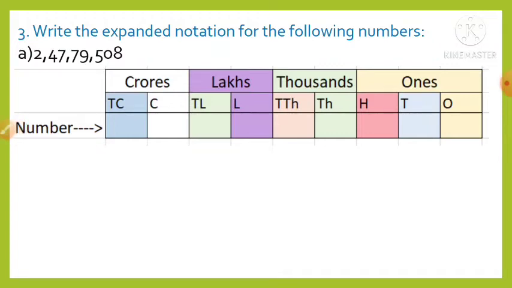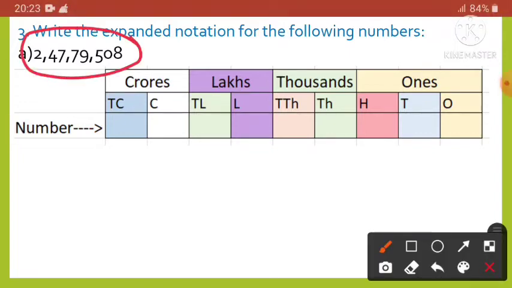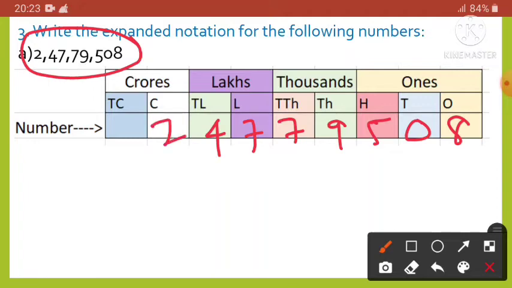Now the next question is, write the expanded notation for the following numbers. Okay, we have to expand the number given here. The number is 24779508. So at first write it in the chart for your better concept. Start from here: 8, 0, 5, 9, 7, 7, 4, 2. Okay, got it? That means it is under the crore, 2 crore. So what will be the expanded form? We have to write it that way.